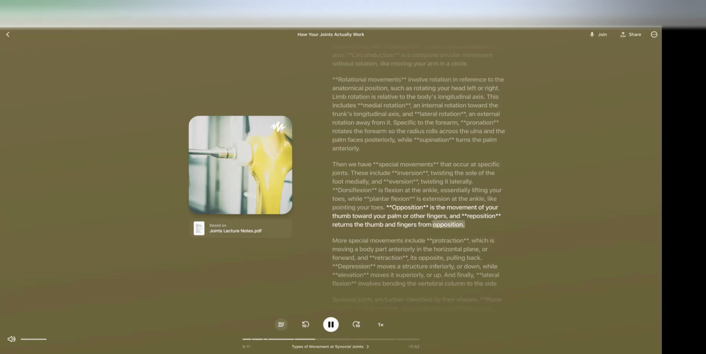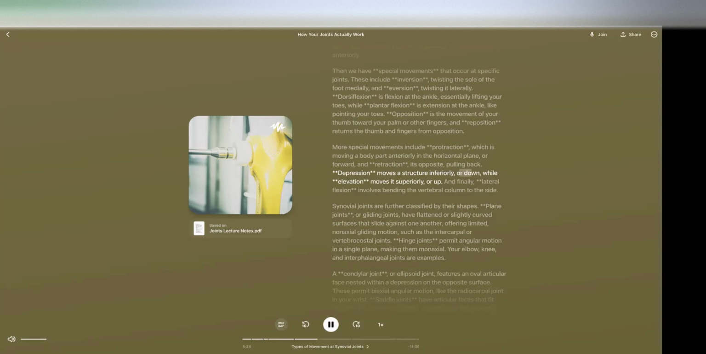and fingers from opposition. More special movements include protraction, which is moving a body part anteriorly in the horizontal plane, or forward, and retraction, its opposite, pulling back. Depression moves a structure inferiorly, or down, while elevation moves it superiorly, or up. And finally, lateral flexion involves bending the vertebral column to the side.